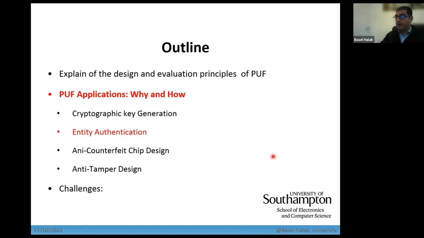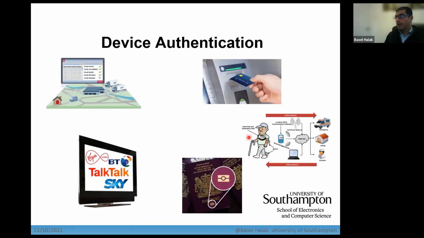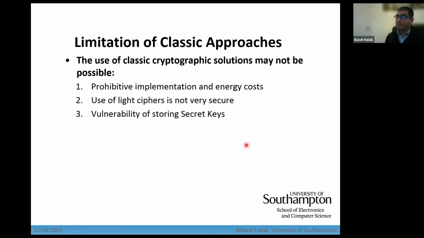Now, the other application of PUF is for entity authentication. Nowadays, there are many situations where the identity of a physical object needs to be authenticated or checked. That includes things like e-passports, smart cards, portable health monitoring systems. In some cases, IoT devices used for security applications. And in these cases, the classic approach is to use either symmetric or asymmetric cryptography.